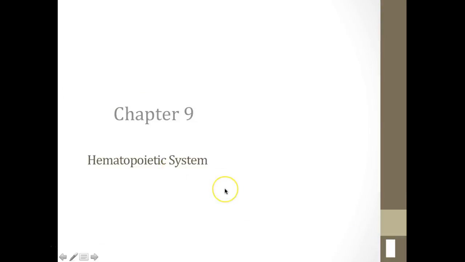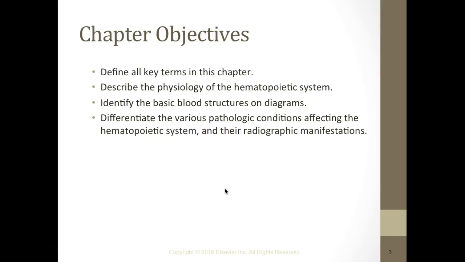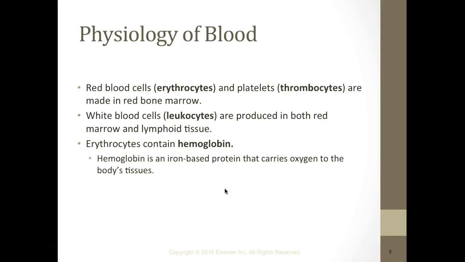Okay, this is chapter 9, the hematopoietic system. The outline: we're going to look at the physiology of blood, the diseases of red blood cells and white blood cells, along with diseases of the platelets, so bleeding disorders. So here are your chapter objectives. Make sure you can answer those, and that you can define your key terms.